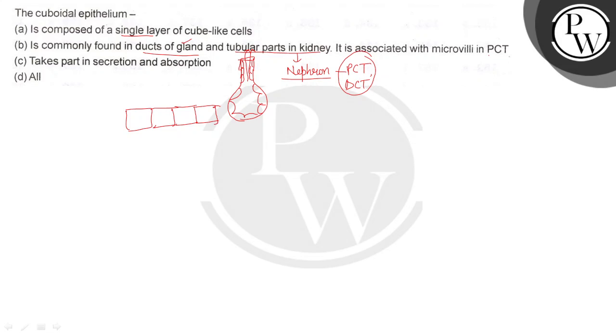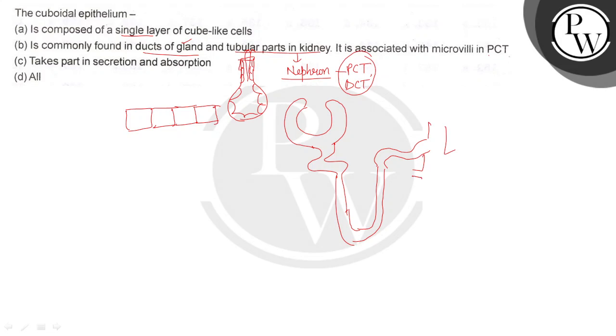the cuboidal epithelium. As we see, this is the Bowman's capsule, so here there is simple squamous epithelium, but in the PCT, the loop of Henle, the DCT and the collecting duct, these have the simple cuboidal epithelium. So this one is true. It is associated with microvilli in PCT. So this one is also true, that here in the PCT, this part is the proximal convoluted tubule or PCT.